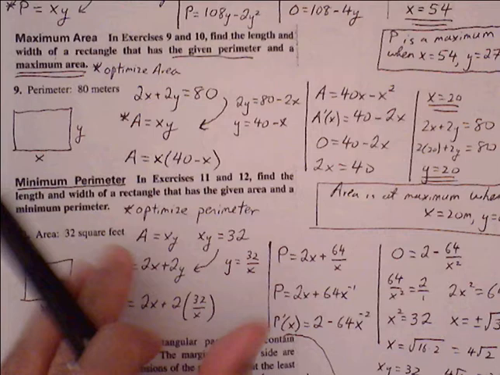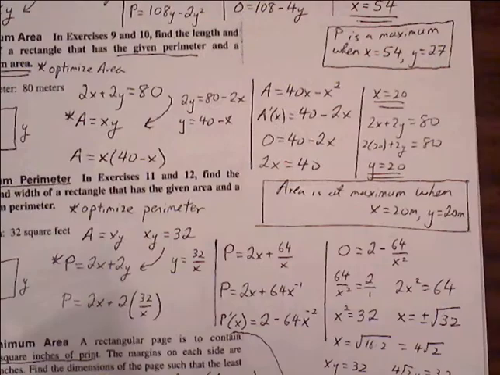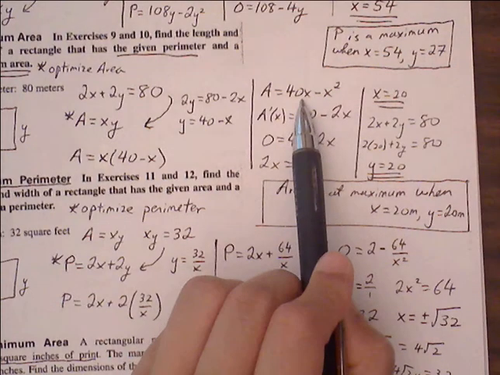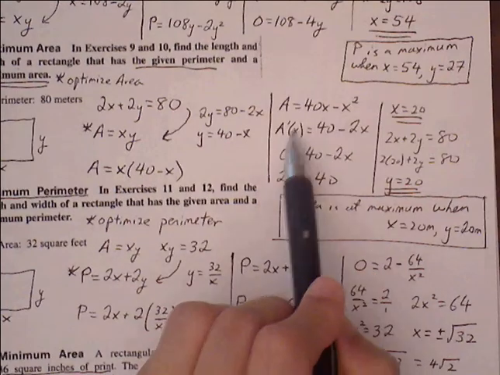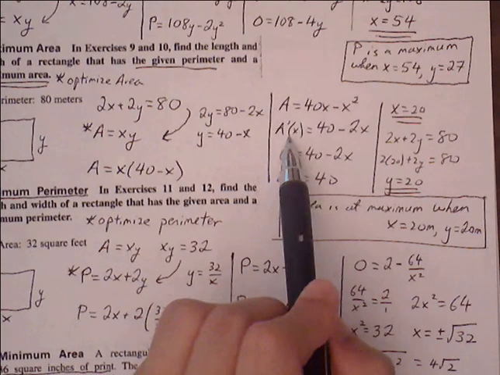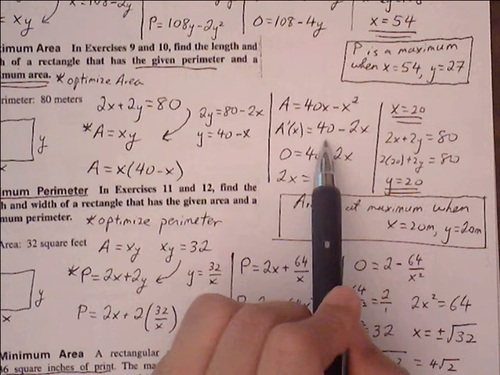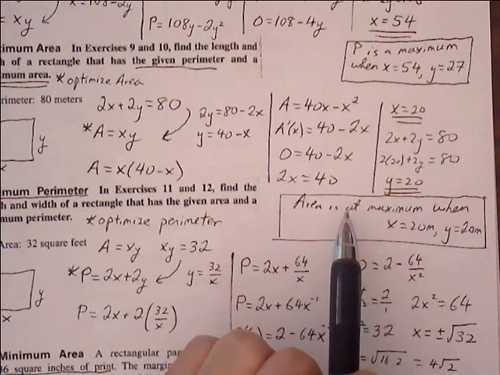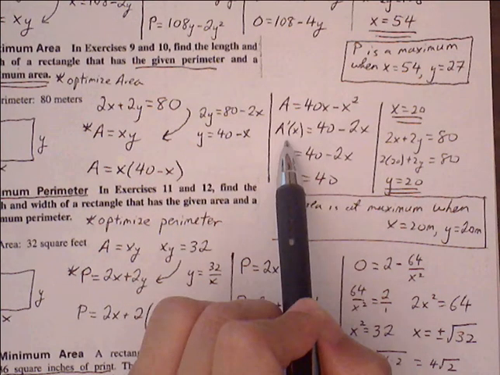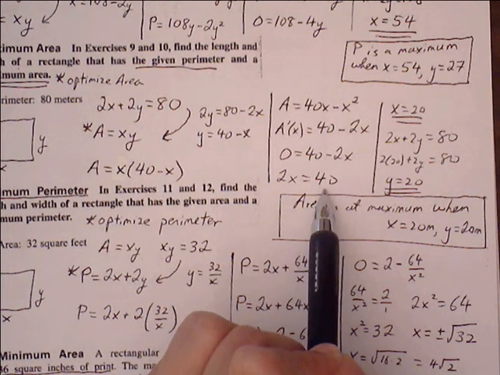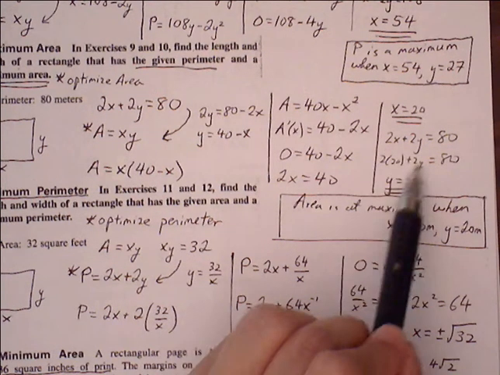If I distribute the x through, I get 40x minus x squared. That's our area equation. That's what we're trying to optimize. Let's go ahead and find the derivative. So A becomes A prime. 40x becomes 40, negative x squared becomes negative 2x. We set the derivative equal to 0. We solve for x. We get 2x equals 40, so x equals 20.